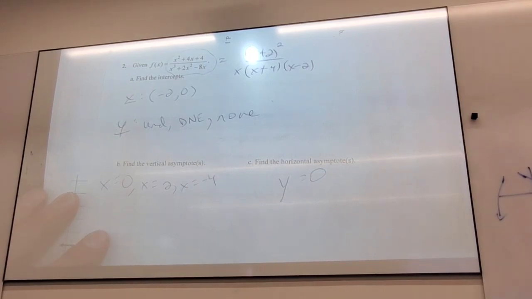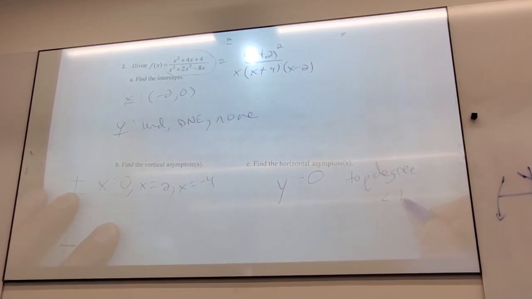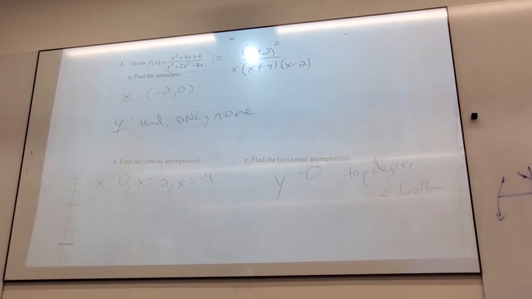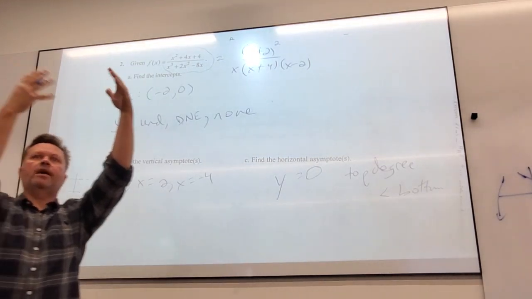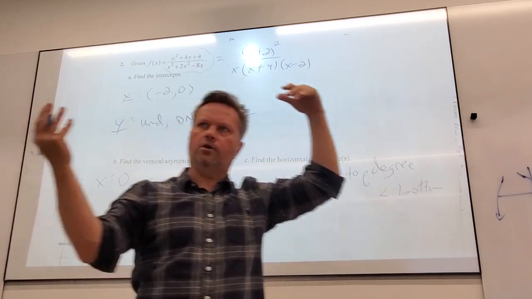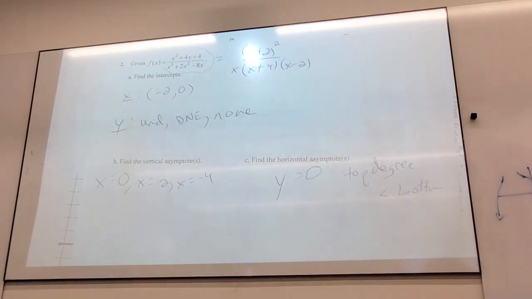So it's y equals 0 because the top degree is less than the bottom degree. I need this to make sense. If the bottom degree is bigger, the bottom is growing faster. If the bottom is growing faster, I'm dividing by bigger, bigger, bigger. So I'm going to go smaller, smaller, smaller. I'm going to go towards 0.